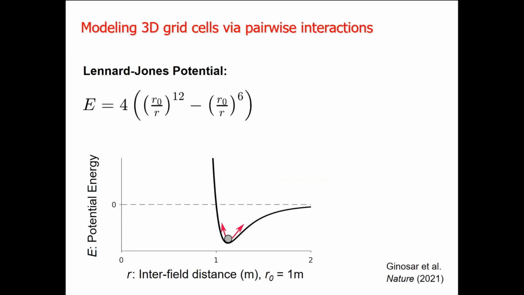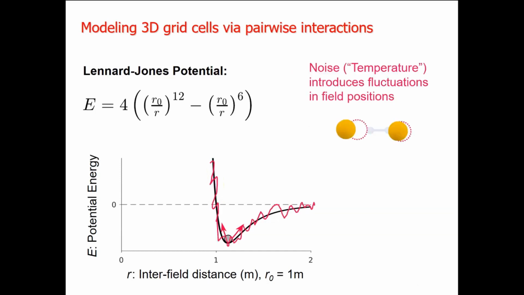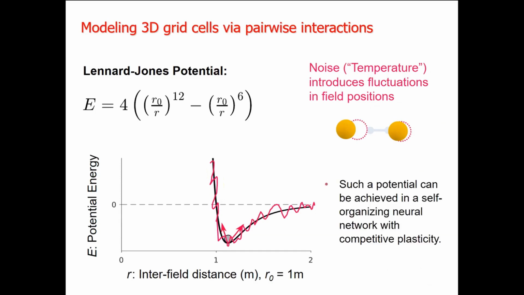Specifically, we use the Lennard-Jones potential, which is this potential here, a classical potential used in physics and chemistry. As I said, this is how it looks. This is potential energy versus distance between the particles, and it has an area of repulsion, so the derivative is negative at short distances. It has attraction at long distances, and it has a minimum, the minimal energy, where the system will normally converge, except that you have noise or a temperature that would introduce fluctuations, and the field position or the particle position will deviate from where they're supposed to be.